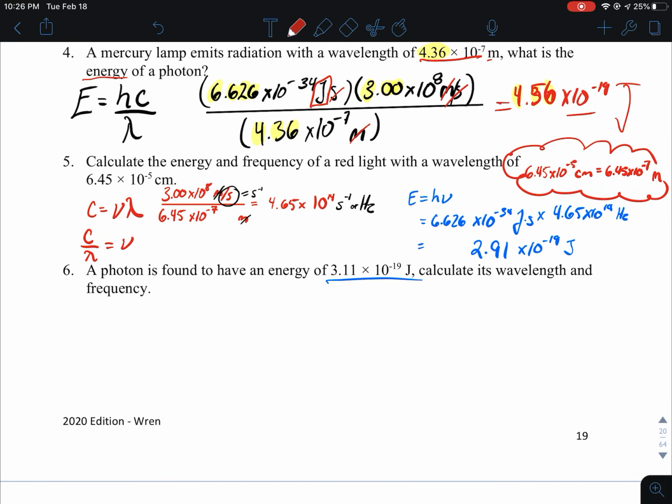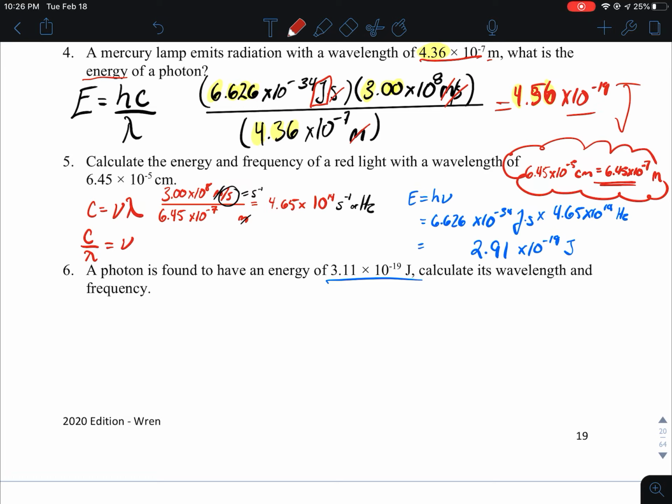Not much use to have a lamp that emits in a light range you can't see, right? Here's another example. We have to calculate the energy and frequency of red light with a wavelength of 6.45 times 10 to the negative 5 centimeters.